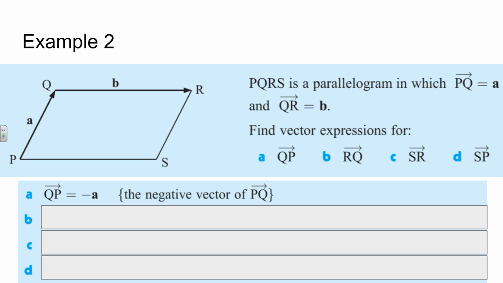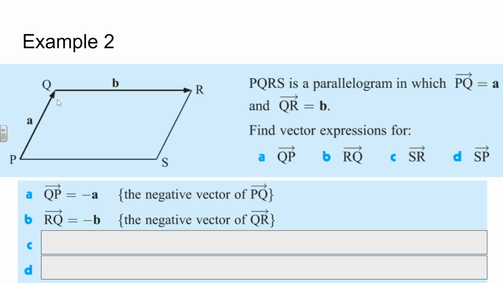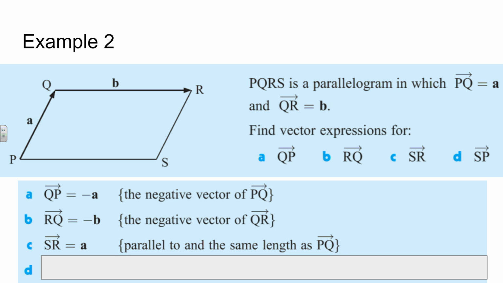Same thing with vector RQ. RQ, going from R to Q, is the same thing as vector B but going in the opposite direction. So that's negative B. Vector SR. SR doesn't look like it has much connection to any of those other vectors, but if I look at vector A over here, it's definitely going to have the same length because parallelograms have opposite sides that are congruent, and it'll also be parallel because parallelograms have opposite sides that are parallel. So therefore, vector SR is also going to be the same as vector A.